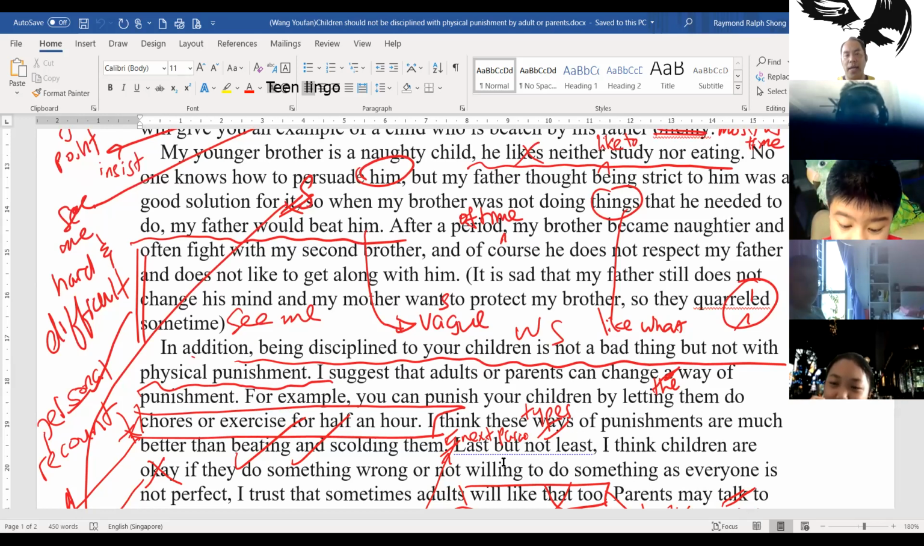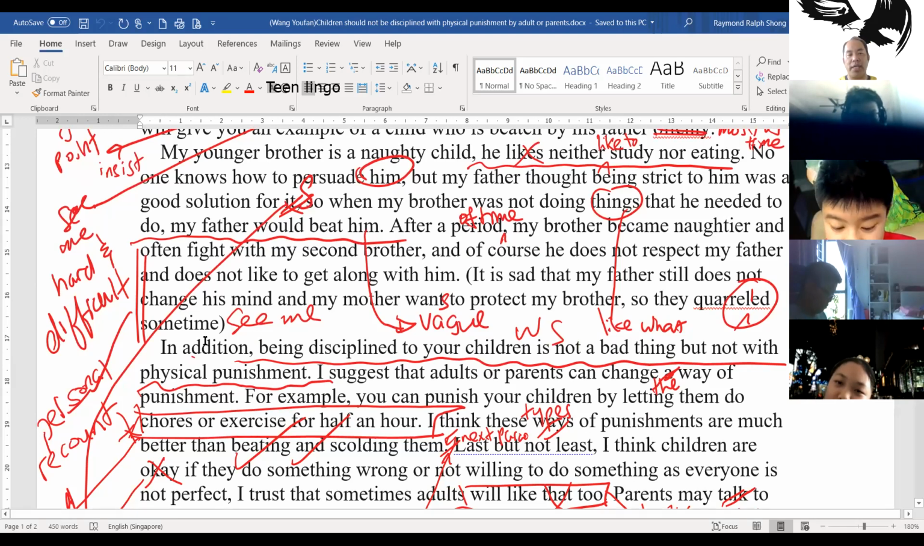Okay, it is nothing wrong to put a bracket there. It is said that my father still does not want to change his mind and my mother was not to protect, so they quarrel over this. Okay, now I put that, see me. The reason is that if you put a bracket there, you must continue to say something after the bracket in a proper sentence. This makes me feel very disheartening and it's a dilemma.